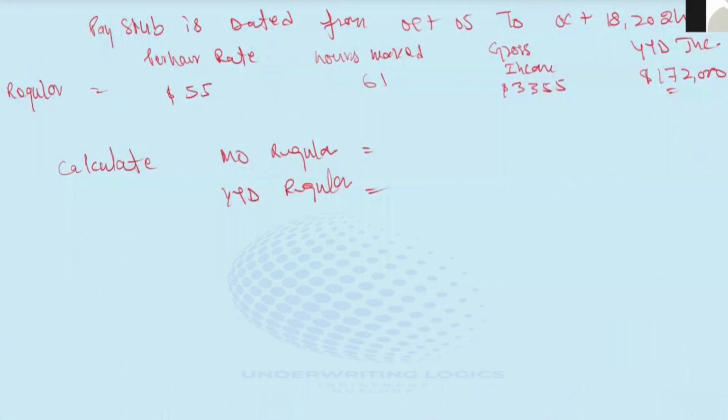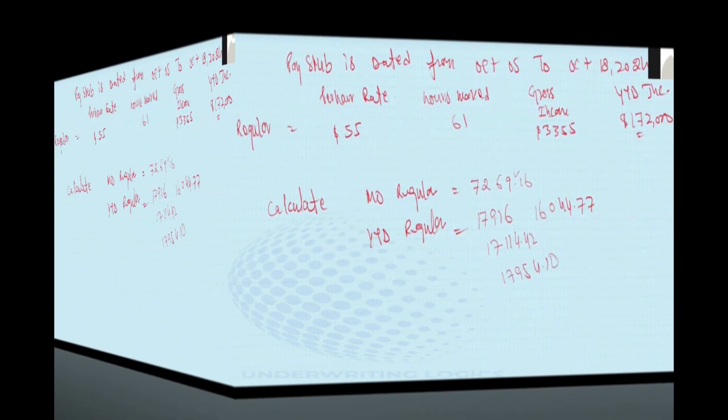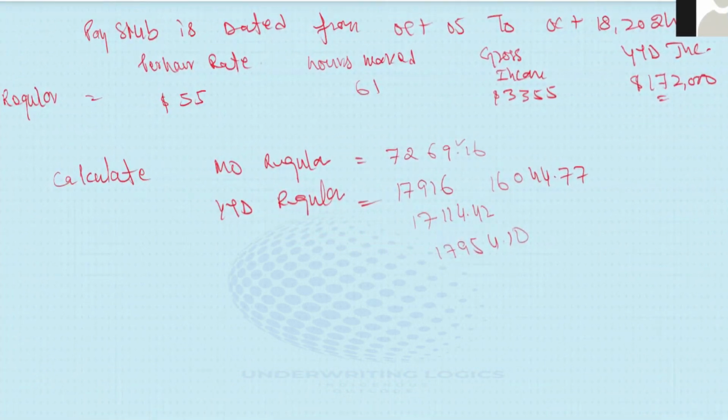Monthly 7269 and YTD regular is 7916. Regular 7269.16 and YTD is 16044.77. Anyone else? Yes, sir. Monthly regular is 7269.16 and YTD is 17114.42. Okay. One more. Sir, monthly 7269.16 and YTD is 17954.07. Okay. Let's see what I have told you.